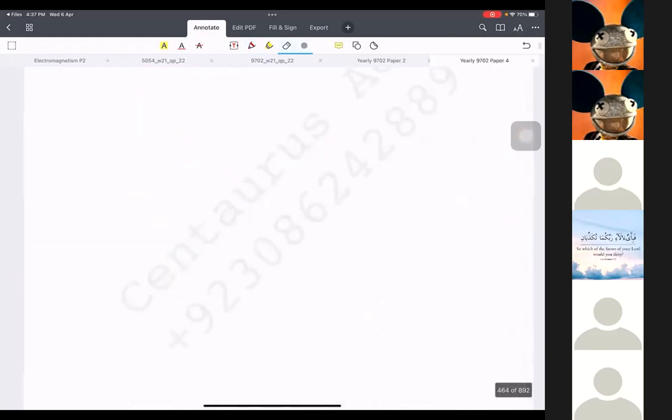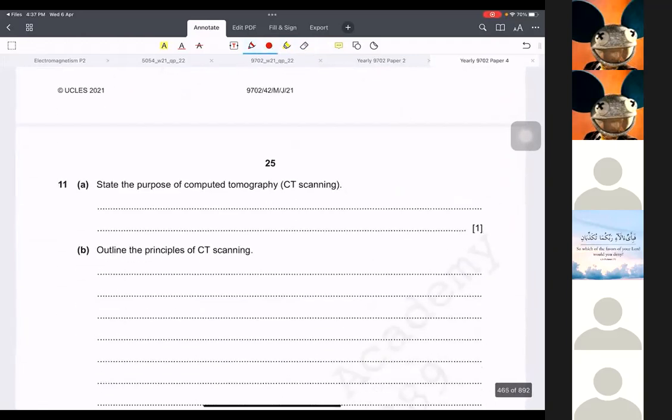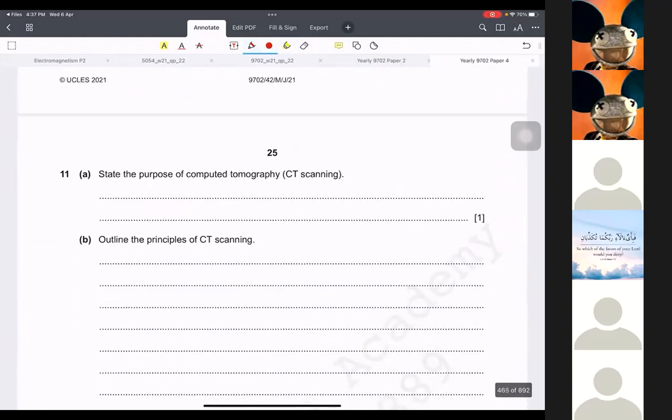Now, going to the next. State the purpose of computed tomography, CT scan. Okay, it's very simple. I've written it: to produce a 3D image of a body structure.